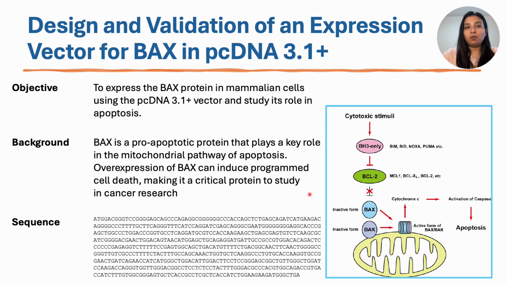So this BAX gene is a pro-apoptotic protein that plays a key role in the mitochondrial pathway of apoptosis. When activated, this BAX gene has the ability to trigger cell death, which makes it an important protein to study in cancer research. And here I have added the sequence for the BAX gene.